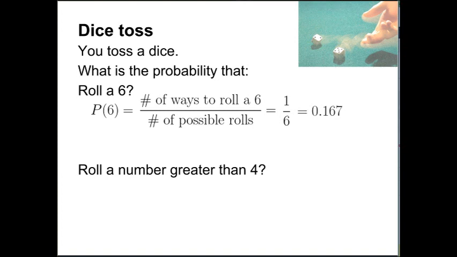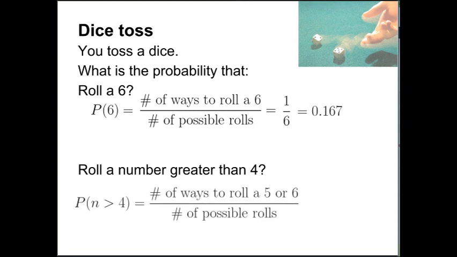If I want to find the probability of rolling a number greater than 4, we can write that as capital P, and then in parentheses, n greater than 4. This is saying we want to find a number n that is greater than 4, and that's going to be equal to the number of ways to roll a 5 or a 6, because those are two numbers that are greater than 4 on a die, and we're going to put that over the number of possible rolls.